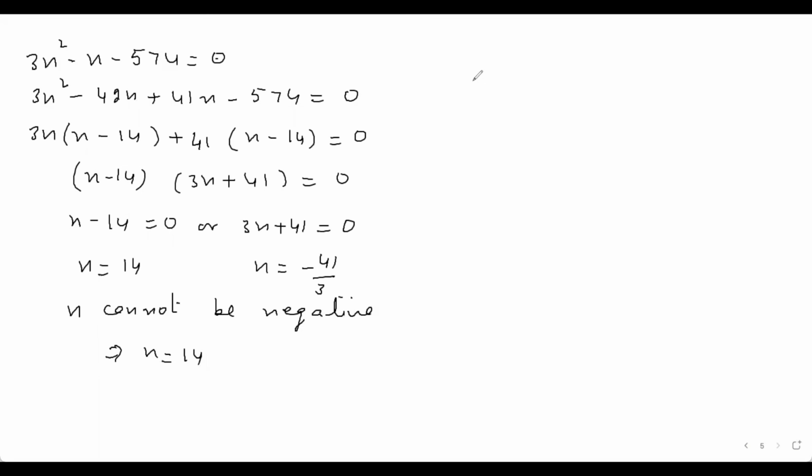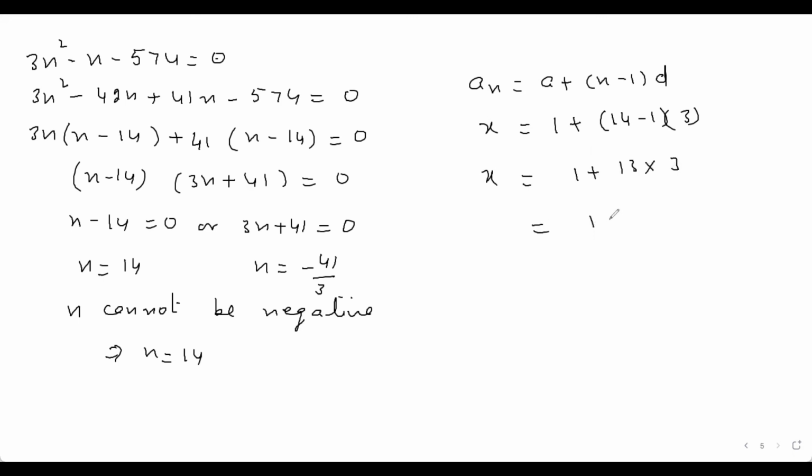Now I am to find the value of x. For that, write the formula for an. A plus (n minus 1) d. Now an is equal to x. A is 1, n is 14, minus 1 and d is 3. Here x is equal to 1 plus 13 into 3. This is equal to 1 plus 39. That is equal to 40. So value of x is equal to 40.